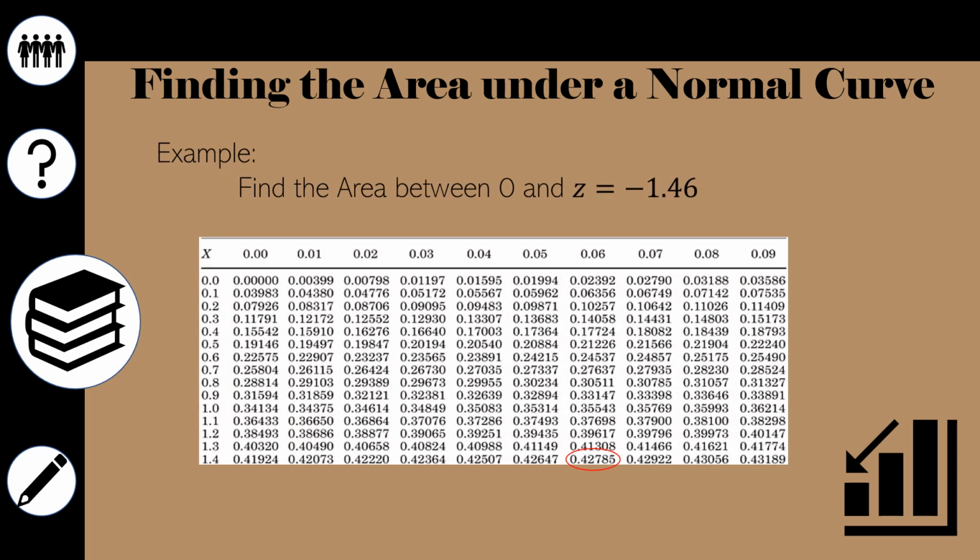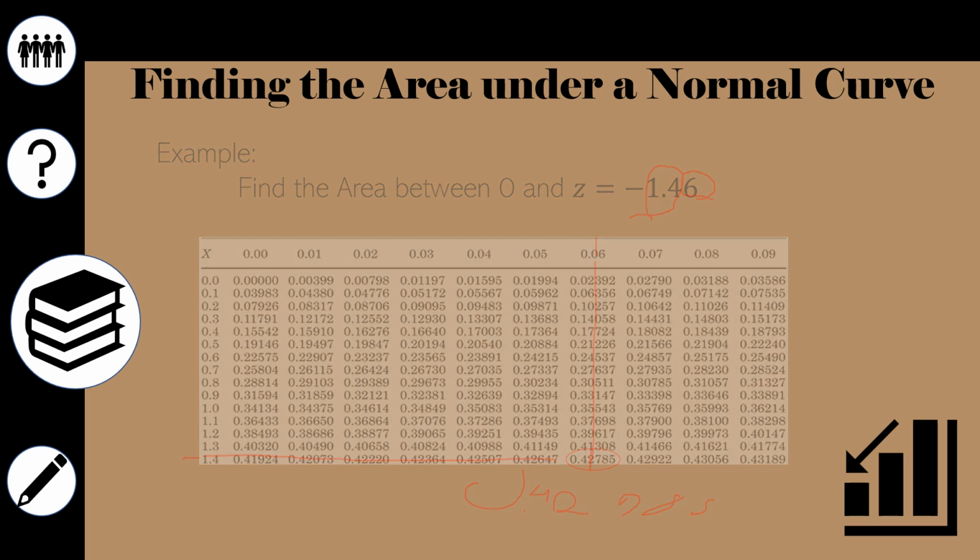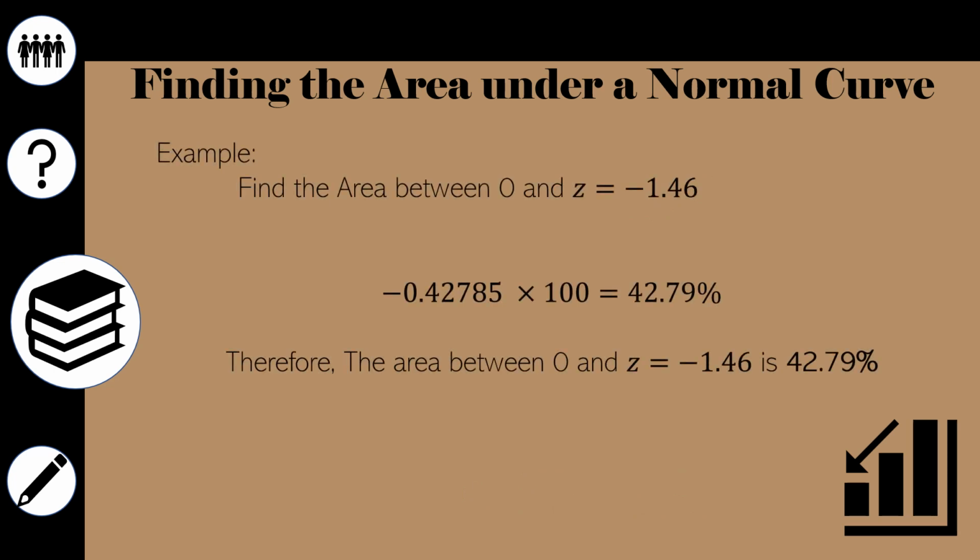Now, how about negative numbers? Well, it's pretty much the same. We find the first two digits, which is here. Next, we find the second digit, the last one, which is here. And find their matching point, which is 0.42785. However, due to this having a negative, we also add a negative here. Why? Well, this is because if the z-score is negative, then its equivalent will also be negative.